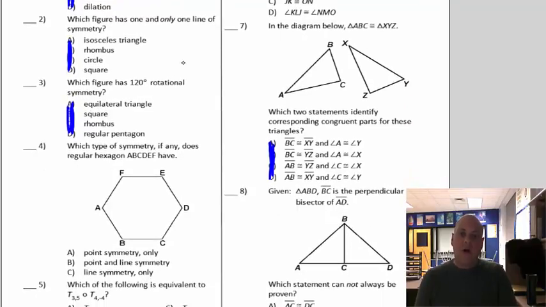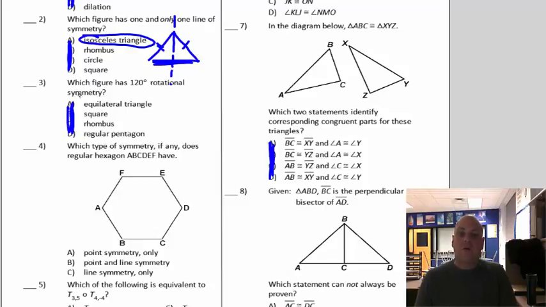Which figure has one and only one line of symmetry? It is the isosceles triangle. An isosceles triangle, which we've been taking a look at here, you would only be able to go right down the middle. Okay, that's the only line of symmetry you would have there, because these two sides are equal. This side is not necessarily equal, so you'd have one line of symmetry. It's the isosceles triangle there.